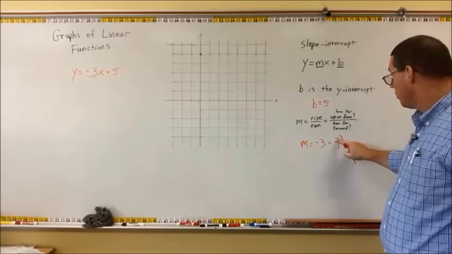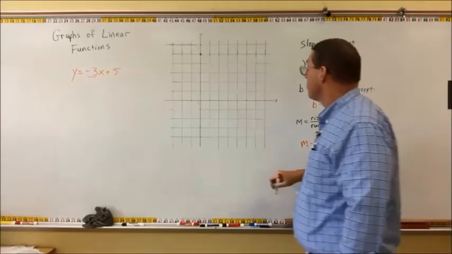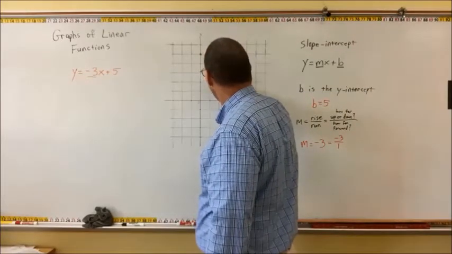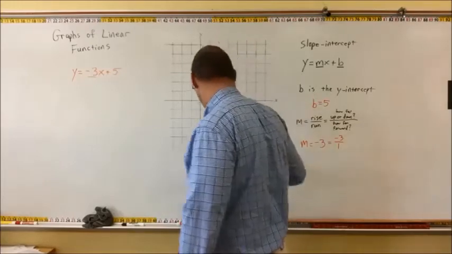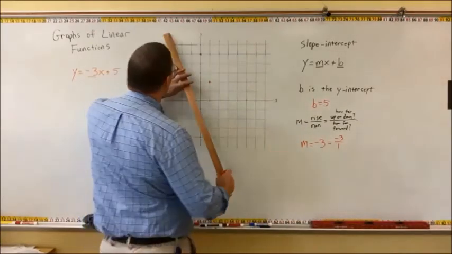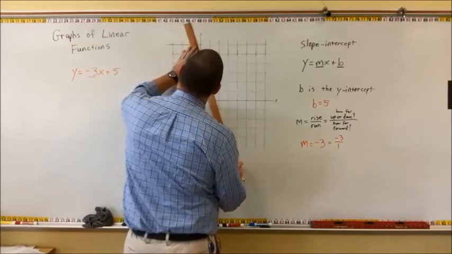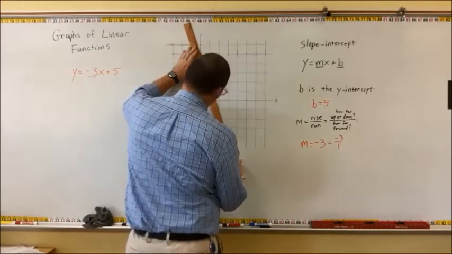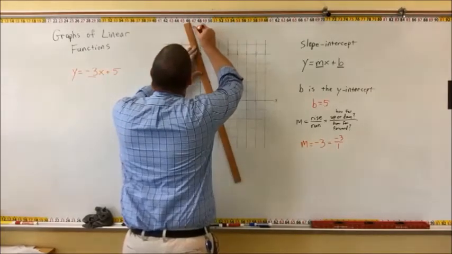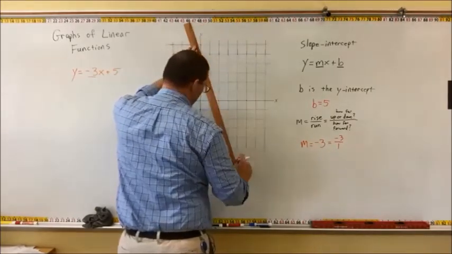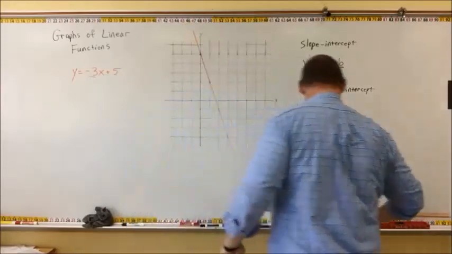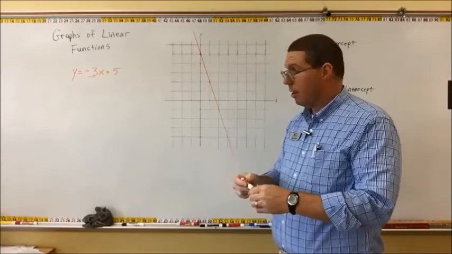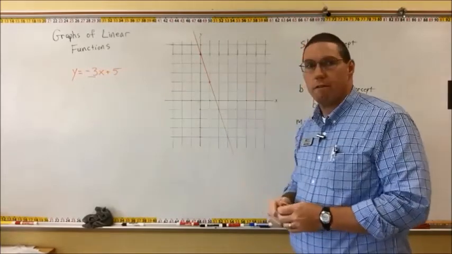And now our slope is down 3 over 1. Okay, so down 3, forward 1. Negative 3 over 1. So we're going to go down 3. 1, 2, 3. Forward 1 right here. Then we're going to line those up. That looks pretty good. And now we're just going to draw a line. And that is the graph of y equals negative 3x plus 5.